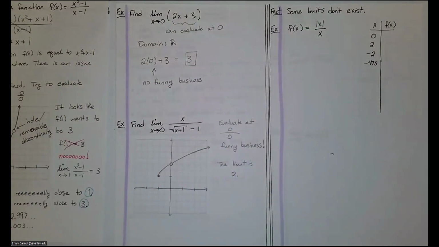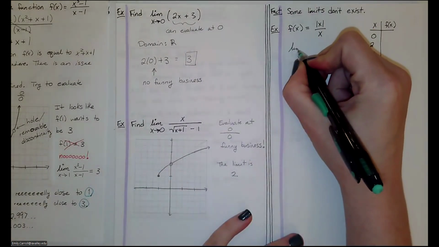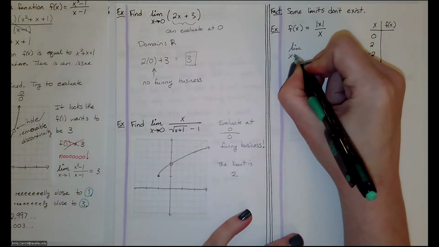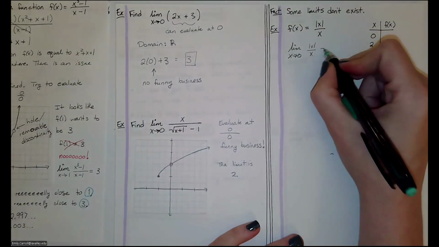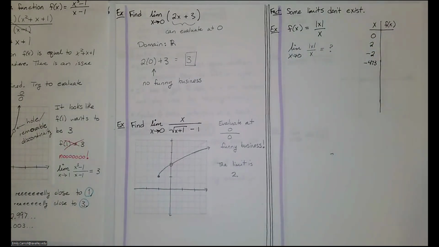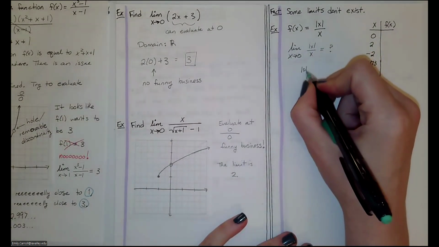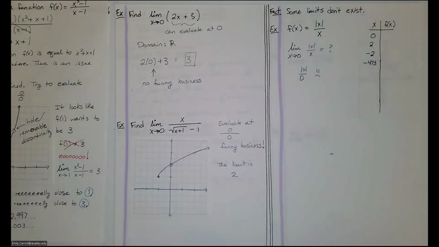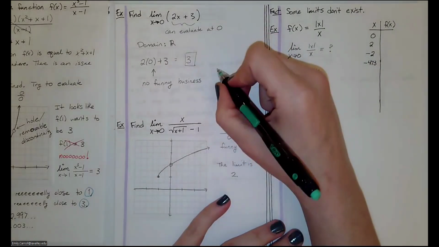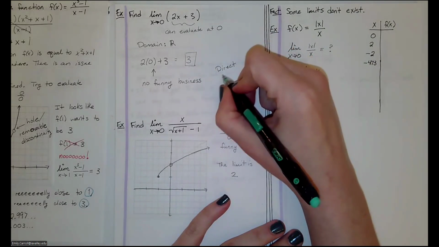Let's look at this function. We have absolute value of x over x. Okay, if I try to find the limit as x goes to 0 of this function, I can't plug in 0 directly because that would make me want to do this. Okay, this method where we just plug it in and then it works out, this is called doing it by direct substitution.